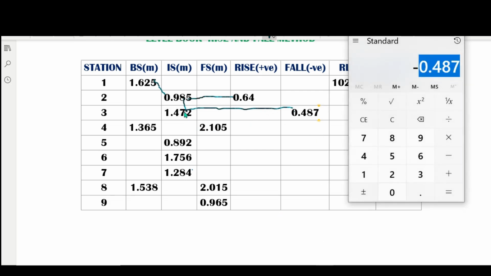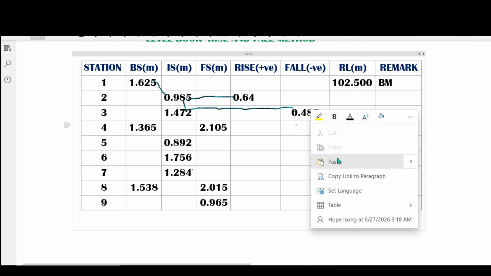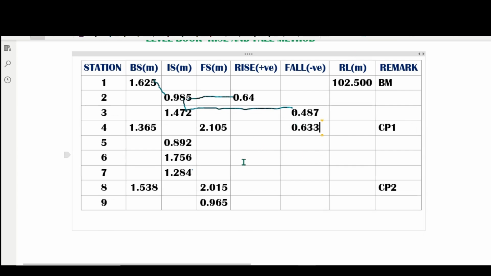Okay, so this number minus this number, do you think it's going to give us negative or positive? Of course it's negative, because why? Anytime a smaller number subtracts a higher number, the answer is always going to be negative. So let's get it done. 1.472 minus 2.105, which is equal to negative 0.633. So it's going to be a fall, right? Yeah, you copy that number there. Let me just put it there. This is a fall, right? So we'll continue like that.